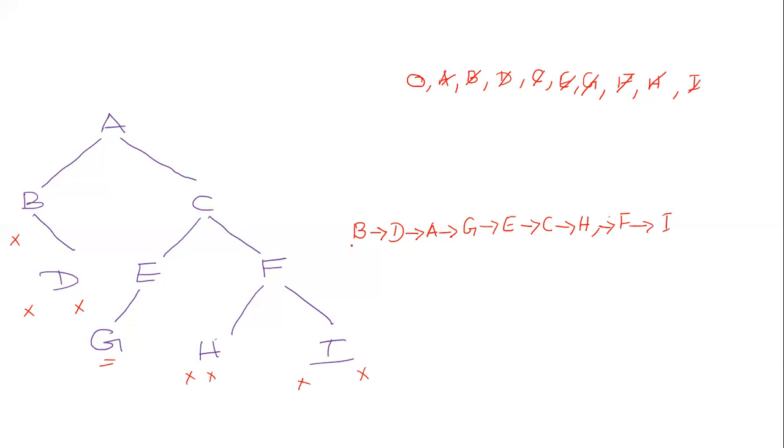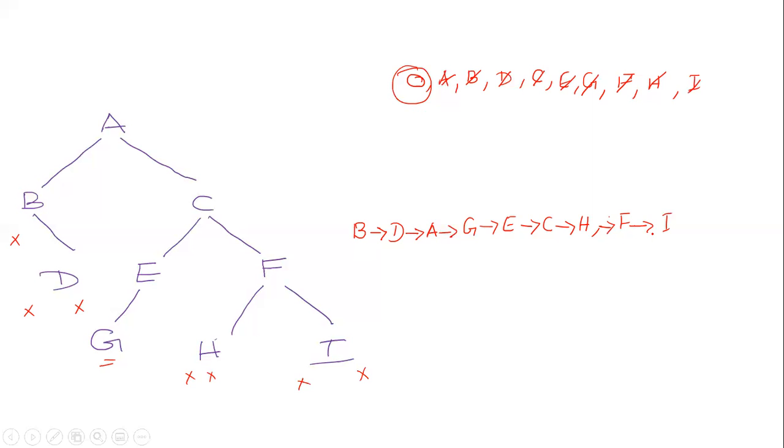So like this, we will traverse, and it will access every node. Finally, what we are left with is the null value. When you are left with the null value, it indicates that we have accessed all the nodes. So the in-order traversal for the given diagram is BDA GEC HFI.